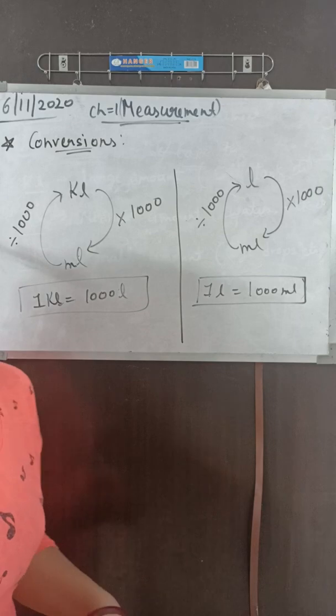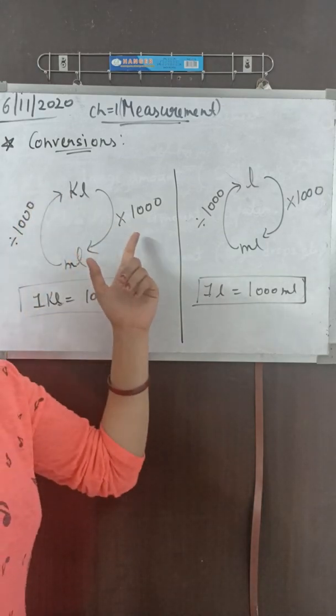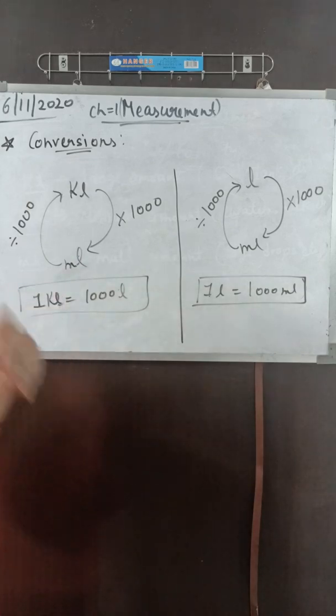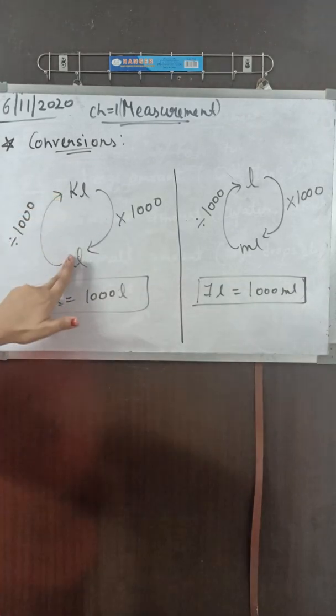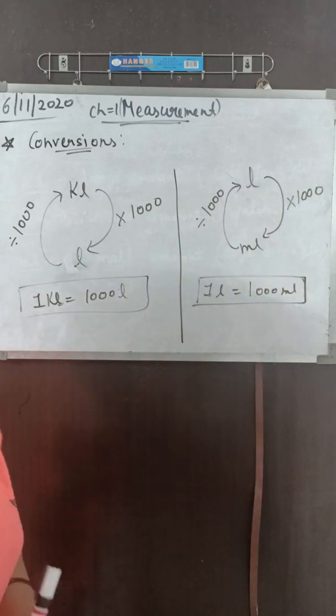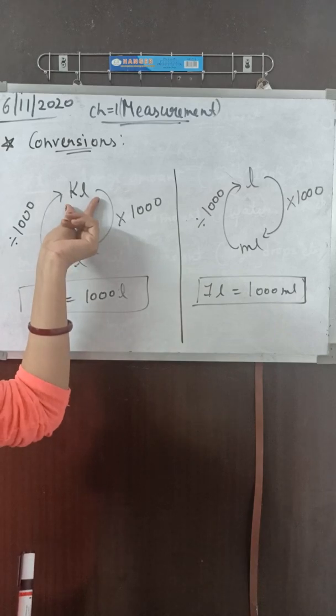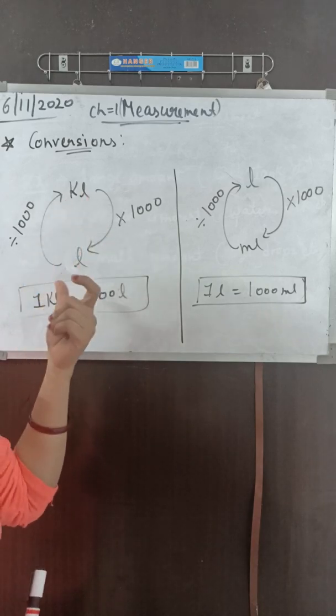Now we are going to discuss how to convert one unit into another unit. For example, how to convert kiloliter into liter, and how to convert liter into milliliter and vice versa. First we will discuss this part. As you can see, here are two units, kiloliter and liter. Which one is big here?